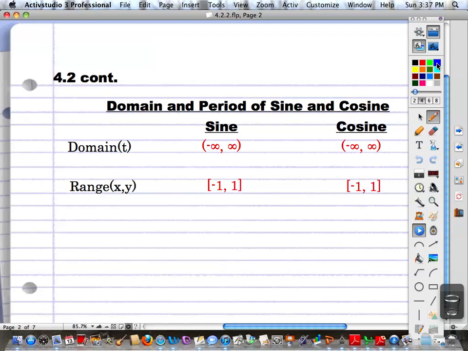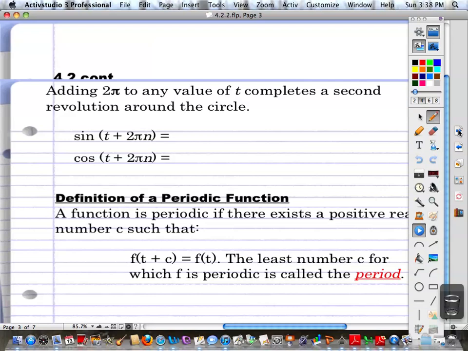Now you'll notice for sine and cosine both, their domains are negative infinity to infinity. I can take the sine and cosine of any value. But the range is going to always be from -1 to +1. It's never going to be outside of those values. So no matter what t value or what theta value I'm using, when I take the sine and cosine, I'm always going to get a value somewhere from -1 up through +1. Okay? So let's move on to the next slide here.